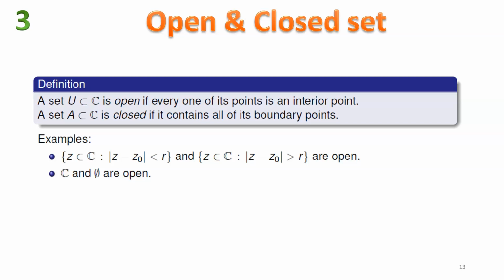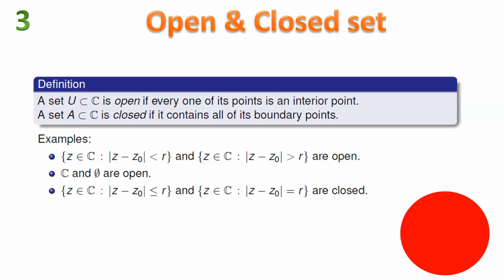The complete set of complex numbers C with double bar is called an open set because there is no boundary. This is a very technical thing. Similarly, the empty set, which does not contain anything, is technically referred to as an open set.